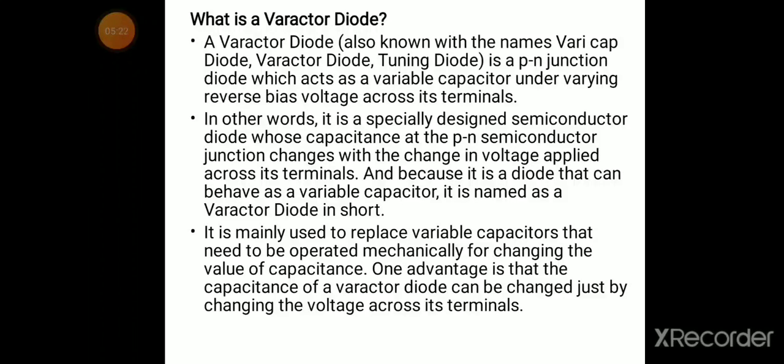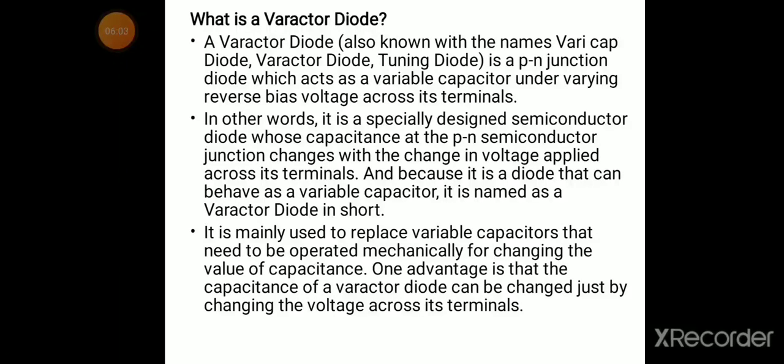It is mainly used to replace variable capacitors. Why is the varactor diode used? In order to replace the variable capacitors that need to be operated mechanically for changing the value of capacitance. This is the main importance of the varactor diode.